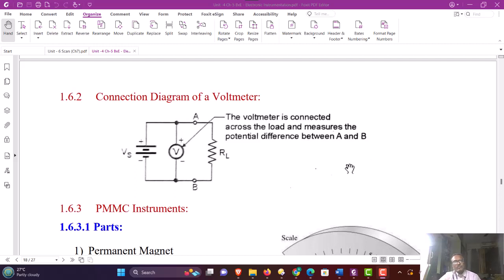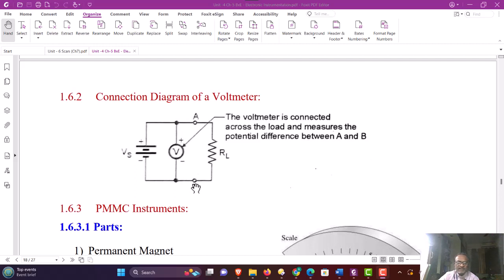Connection diagram for a voltmeter now. A voltmeter has very high input impedance between its terminals. And a voltmeter is always connected across the points across which the voltage is to be measured. Here we want to measure the voltage across the load resistance, which is say across the points A and B, and therefore the voltmeter is connected across points A and B.